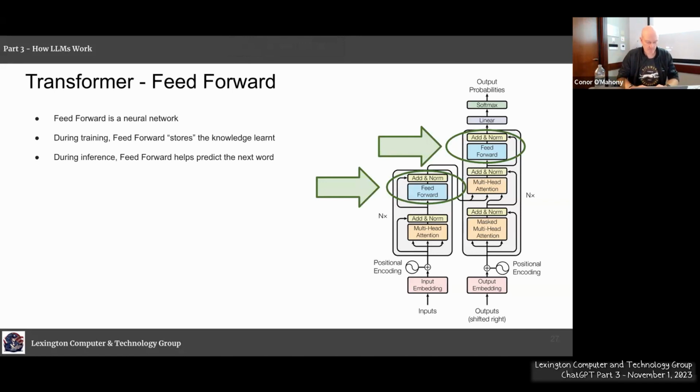During training, when this is set up to train the system, the feed forward is essentially storing the knowledge it learns from all that training material. During inference, when there's a prompt, it uses that information it's learned during training to predict the next word.